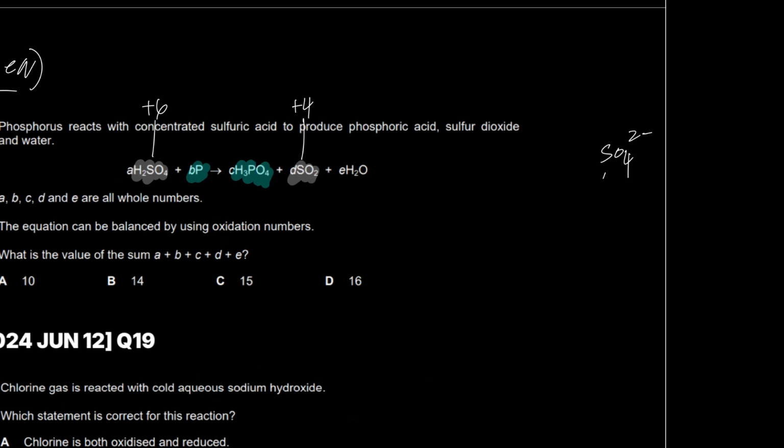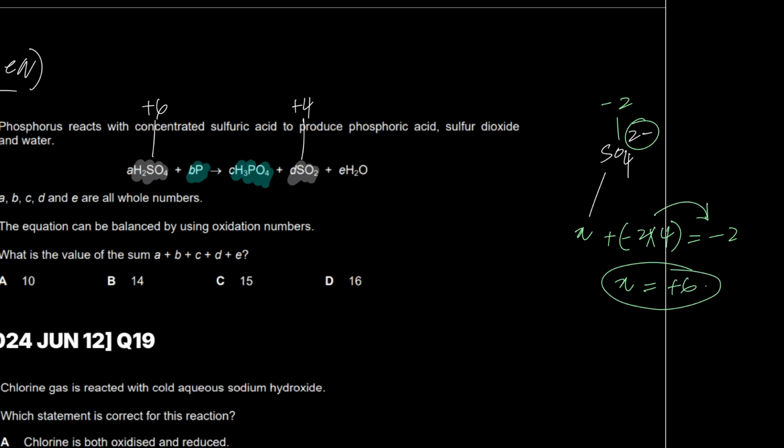Please don't ask me how you can calculate this. It is like a piece of cake for now. This is -2. -2 is oxygen, times it by 4, you have 4 O's. Add them together, overall oxidation state is -2. X minus 8 equals -2. X equals +6. -8 is gone there. It becomes +8. +8 minus 2 is +6.